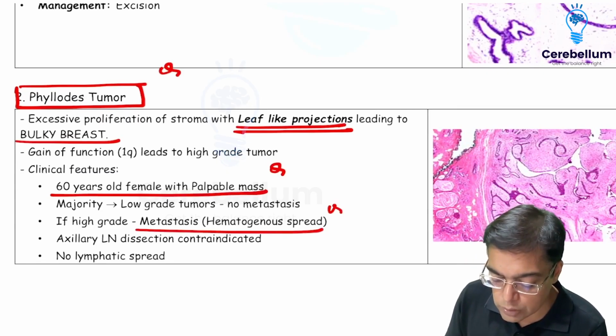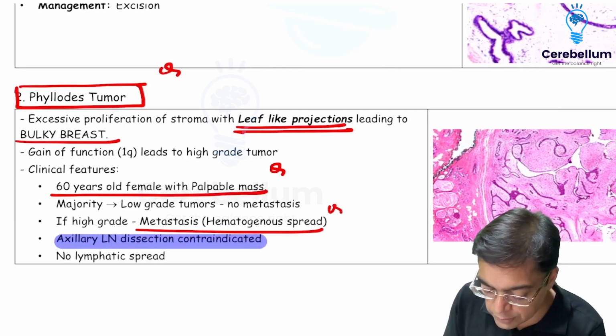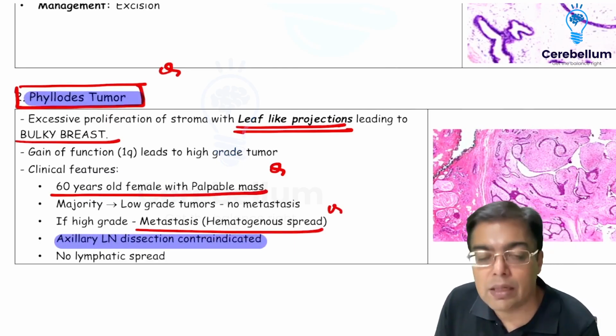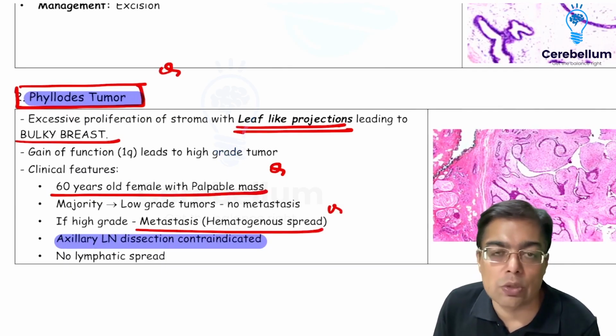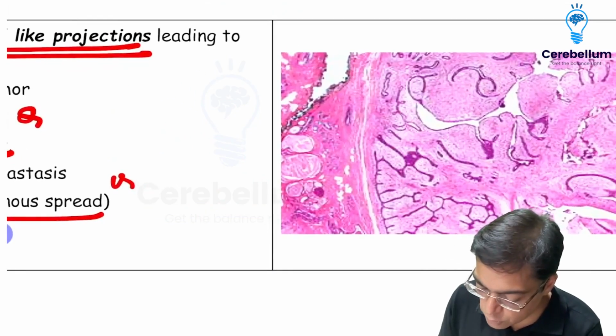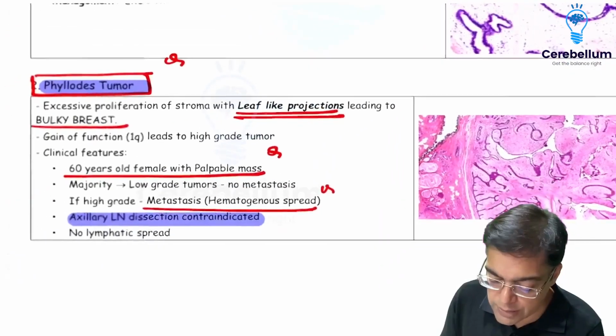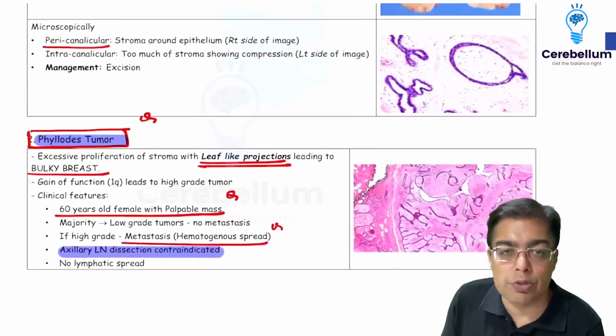Of course, when we are talking about this kind of a condition, from the surgical perspective, a very important thing that you need to remember over here is that axillary lymph node dissection is not to be done. It is contraindicated. So those are examples of the findings that are going to have big leaf-like growths. That's what is going to be seen as a finding of a patient suffering from Phyllodes tumor.